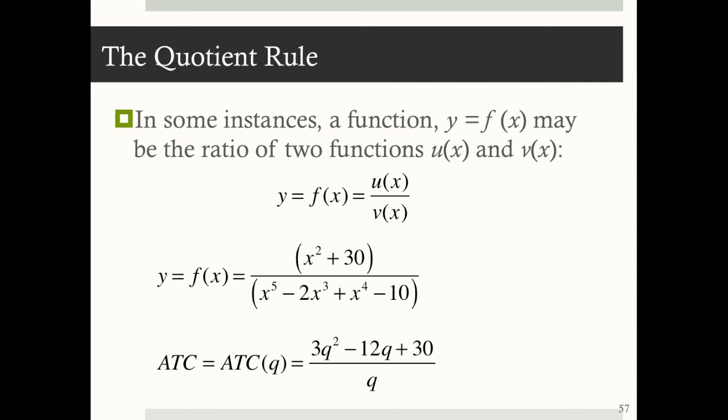Now finally, the quotient rule. In some instances, a function y equals f of x may be the ratio of two functions, u of x divided by v of x. For example, you may have y equals x squared plus 30 over x to the fifth minus 2x to the third plus x to the fourth minus 10. These are just random functions. Or average total cost, which isn't simplified, is equal to 3q squared minus 12q plus 30 divided by q.